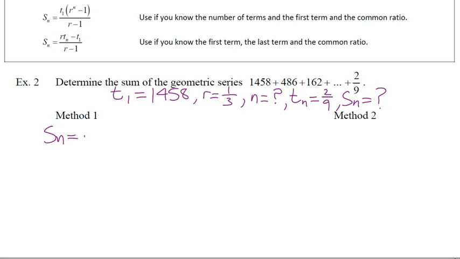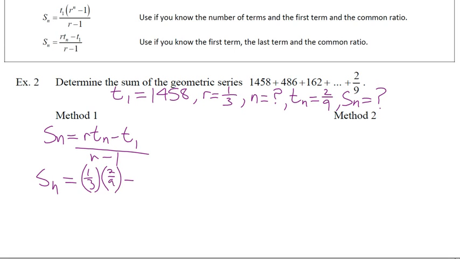So S sub N is R times Tn minus T1, over R minus 1. Okay, so R, 1/3. T sub N, 2/9, minus T1, 1458, over 1/3 minus 1. Okay, do we need any details or we just need an answer? Just an answer. All right, give me an answer. A number.